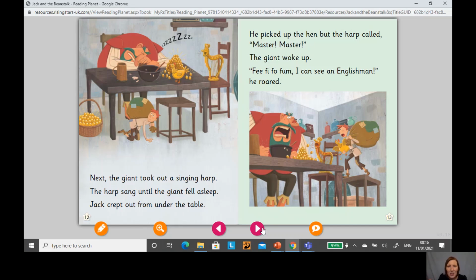What is going to happen to Jack? Will he get out? Will the giant catch him? Pause the video here and have a chat with the person in the room. What did you decide? Will he get away? Shall we see?